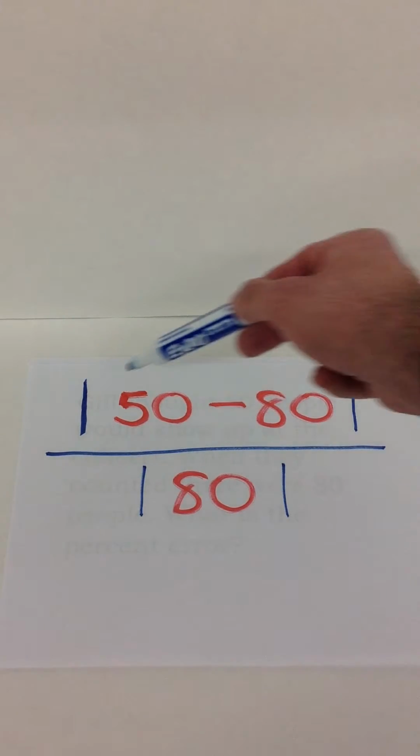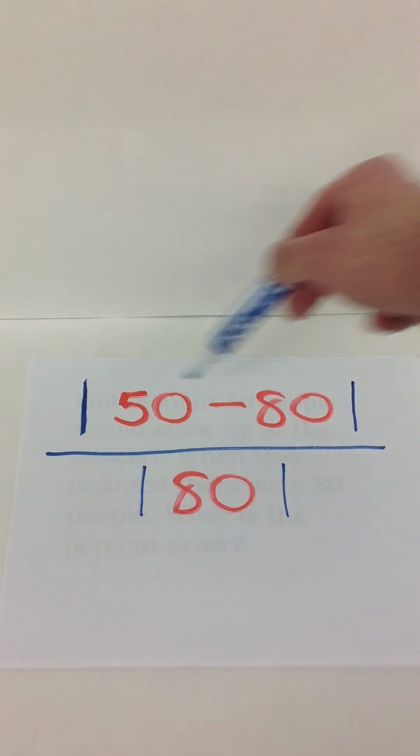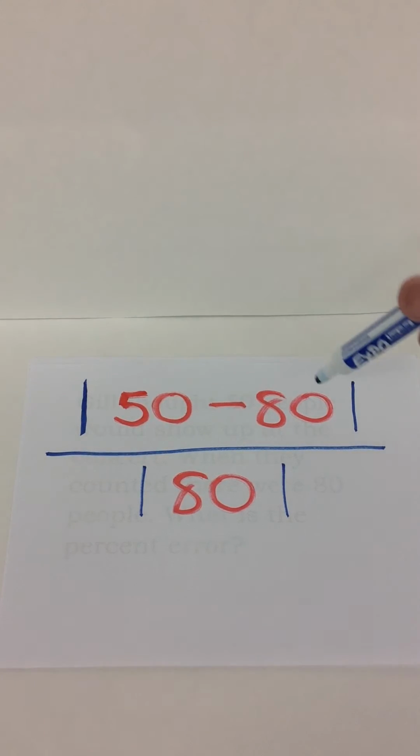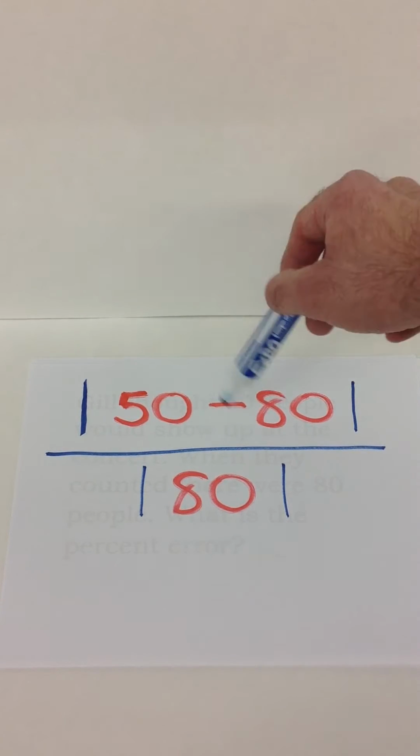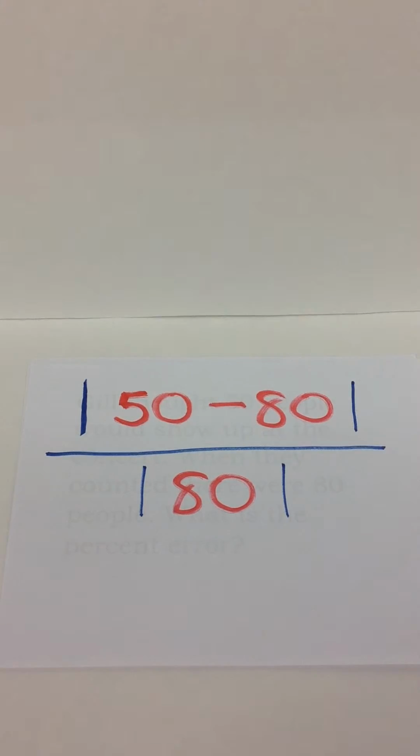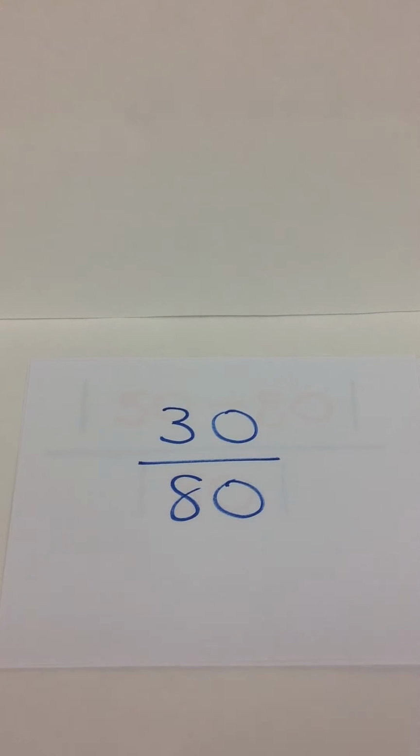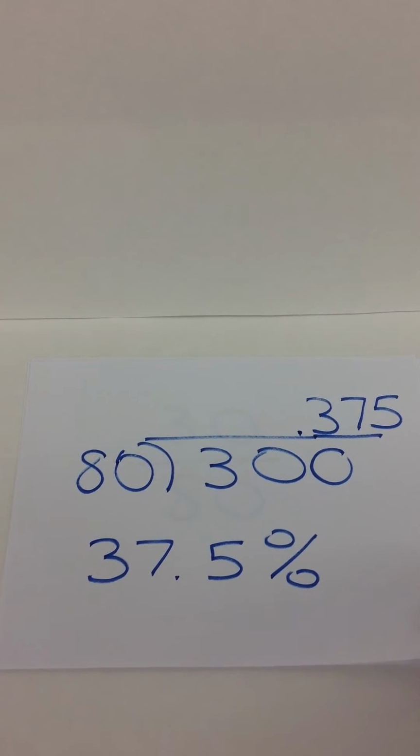And again, the blue is the absolute value. So 50 minus 80 is -30, but we want the absolute value of -30, and the absolute value of -30 is 30. So we'll get 30 over 80. We put 30 in the box because the top number's in the box. We get 0.375. We move the decimal twice, and the percent error is 37.5.